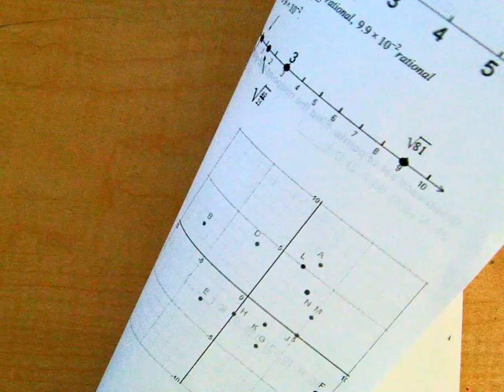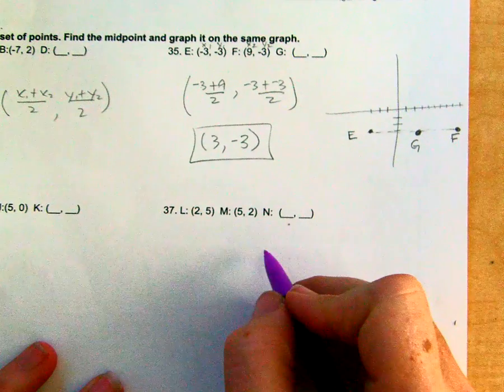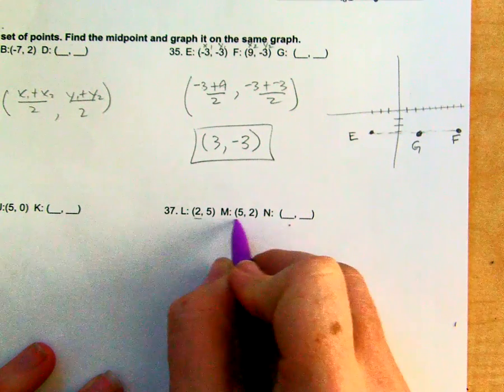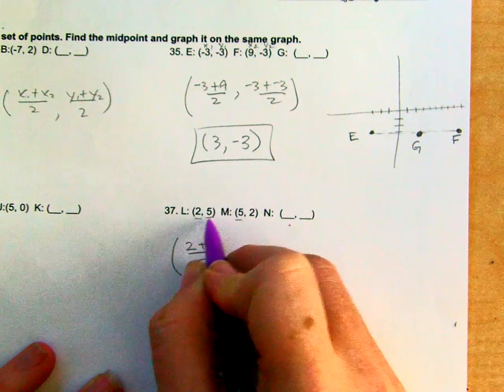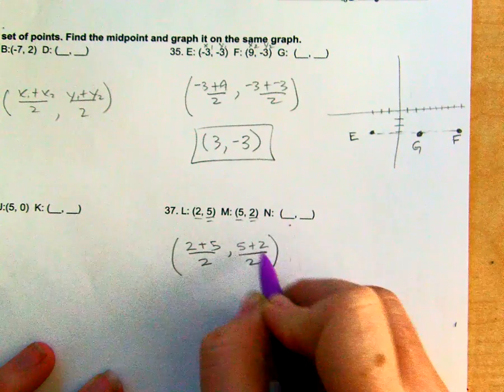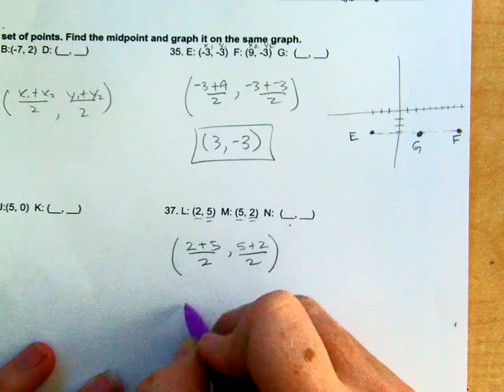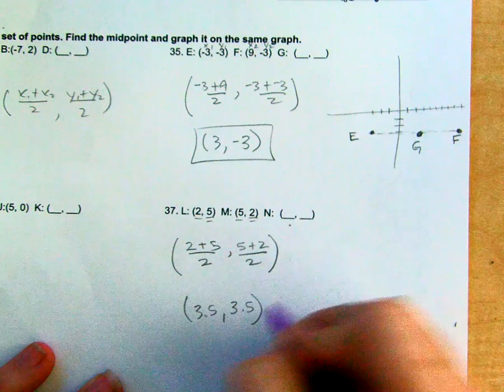Okay, one more, and then we're going to call it quits. So, average my x's, 2 plus 5 over 2. Average my y's, 5 plus 2 over 2. This is 7 divided by 2, which is 3.5. This is 7 divided by 2, which is 3.5.